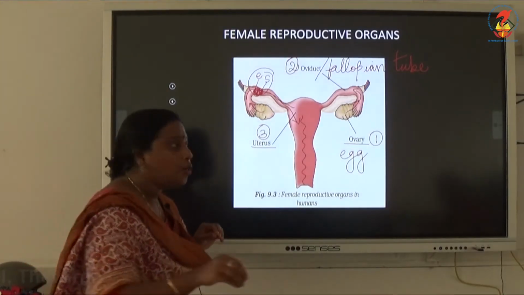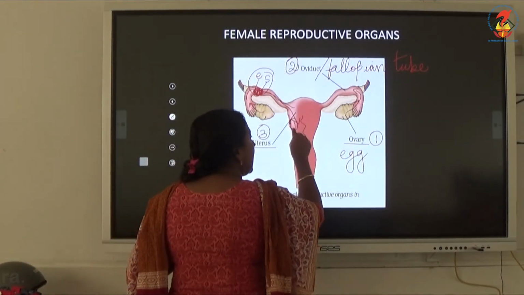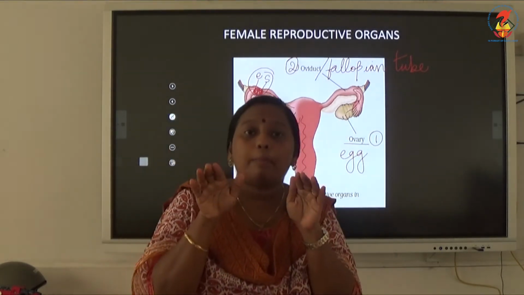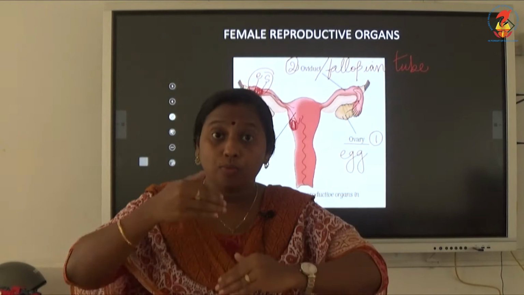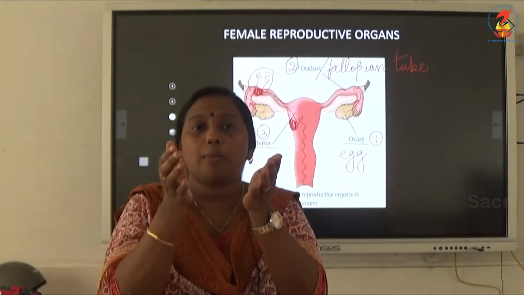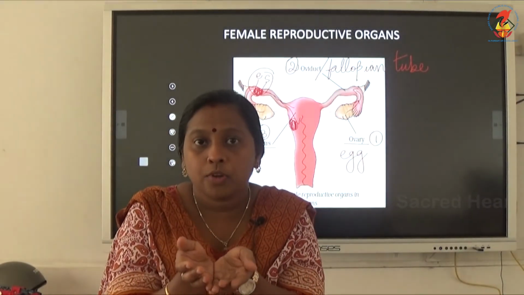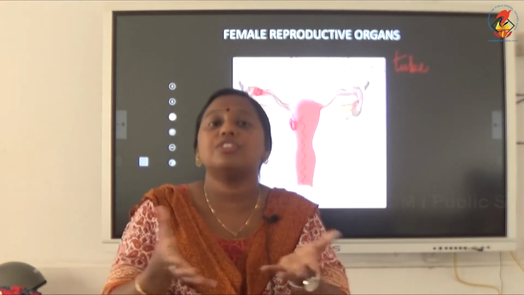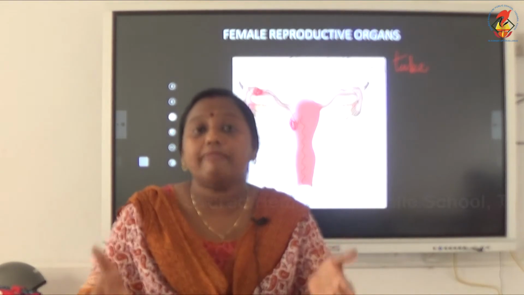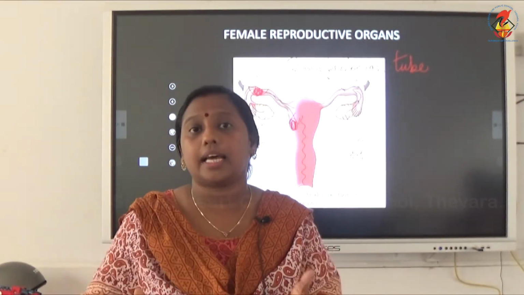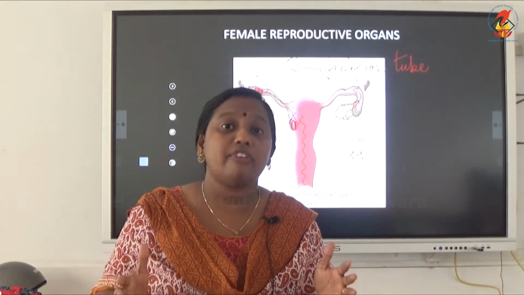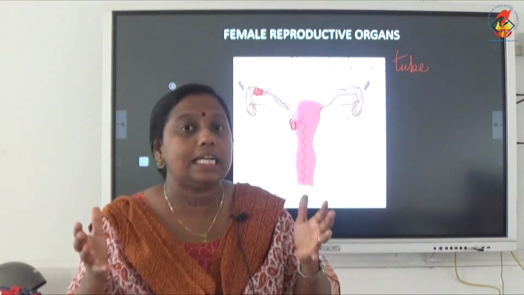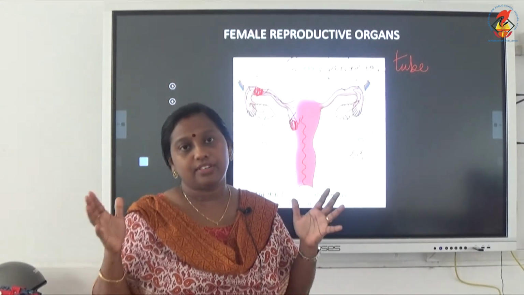When it reaches the uterus, it will get attached onto the wall of the uterus. And what will the uterus do? The uterus will protect this zygote. The zygote will undergo repeated cell division. It will form a small human fetus, and the child will be produced inside the uterus. The uterus will give protection to the child until the time of delivery. So, this is the function of the uterus. It provides care and protection to the child till the time of delivery.